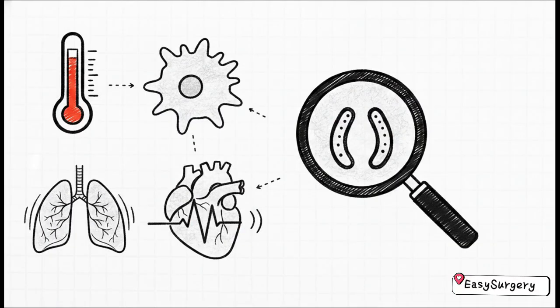Let's look at the exact parameters that define SIRS. You need 2 or more of these for a diagnosis: an abnormal temperature, an abnormal white blood cell count, a respiratory rate over 20, or a pulse over 90. Now here's a crucial pro tip. An incredibly important but often overlooked metric here is having greater than 10% band forms in a peripheral smear. Do not forget to watch out for that one.